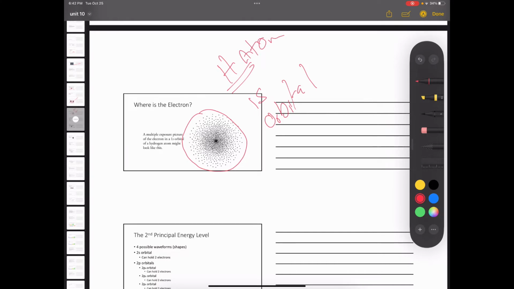But these multiple images tell us that this electron basically travels everywhere around the nucleus, more concentrated as we get closer to the nucleus of the hydrogen atom. Okay, less of the density of the electron, or the electron travels less frequently on the outskirts of the hydrogen atom, and it tends to be more concentrated in the center.